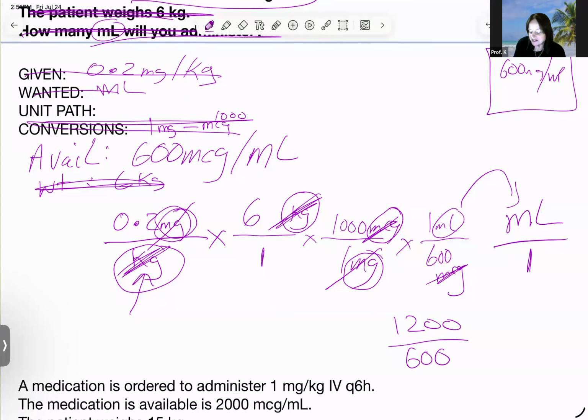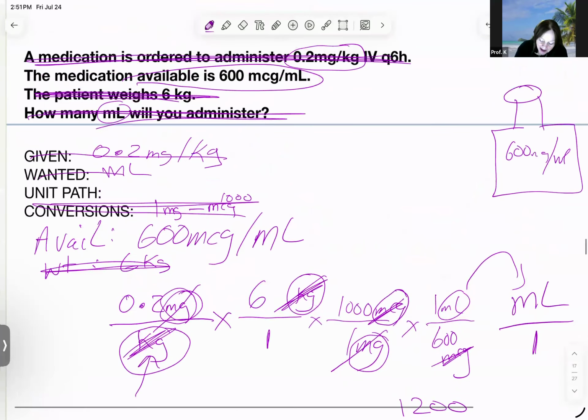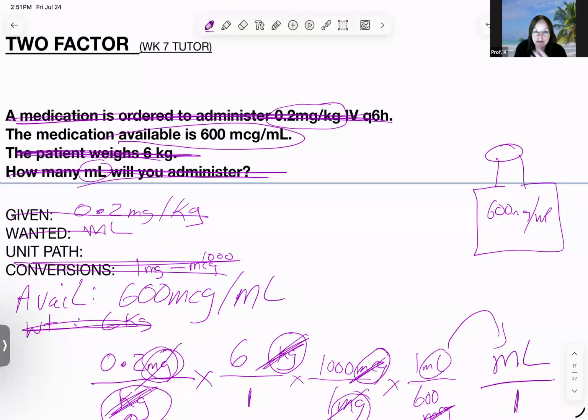And now when I divide 600 into 1,200, what's my final answer? How many milliliters am I going to give the patient? 2 milliliters. And I'm writing it like that, no 0.0 after, or I show up at your house. So the answer is 2 milliliters.